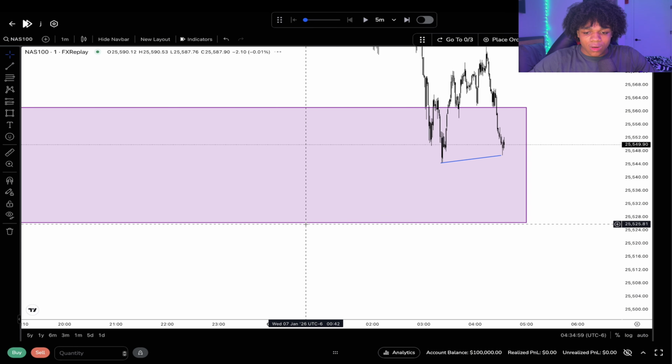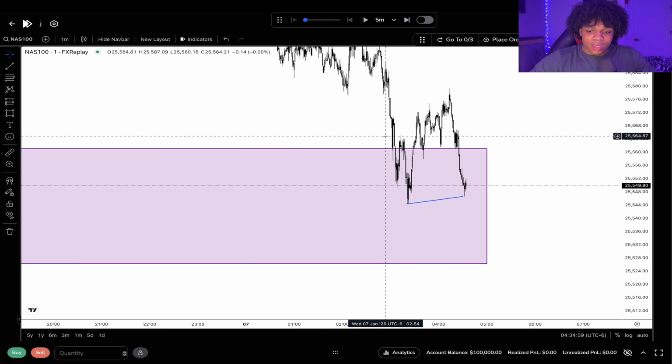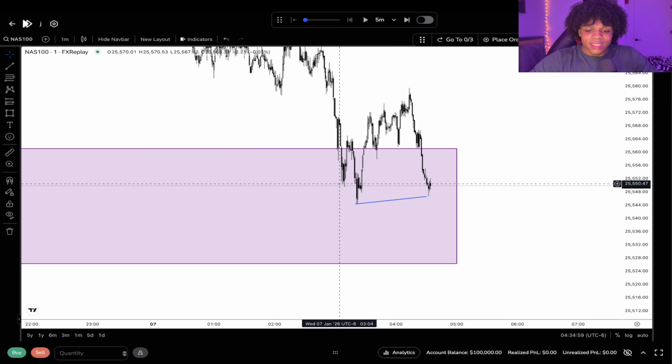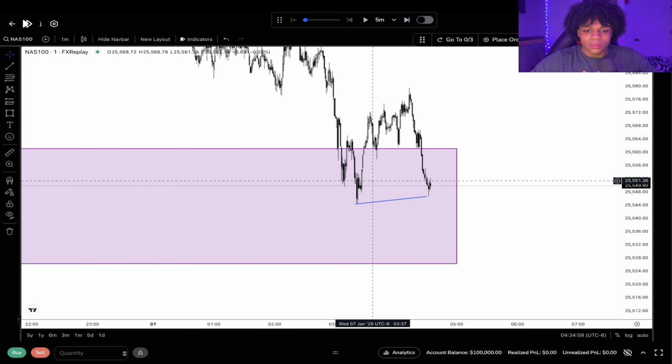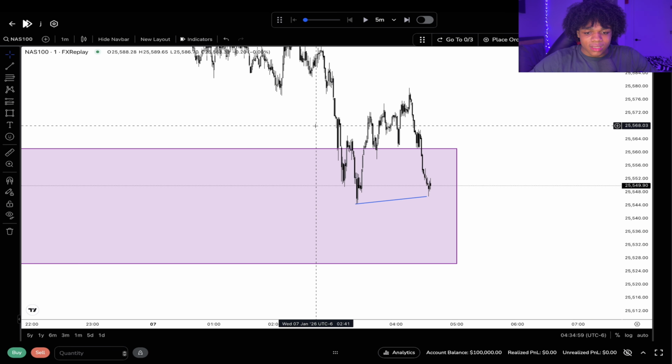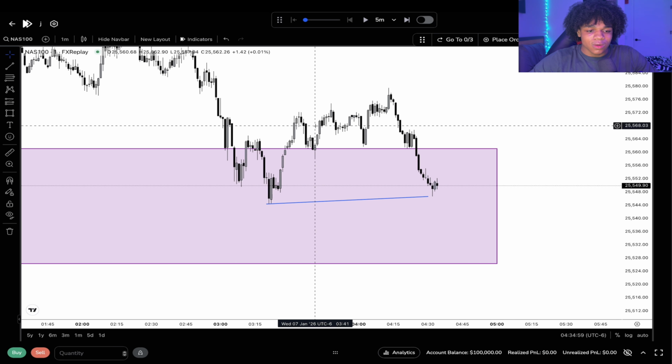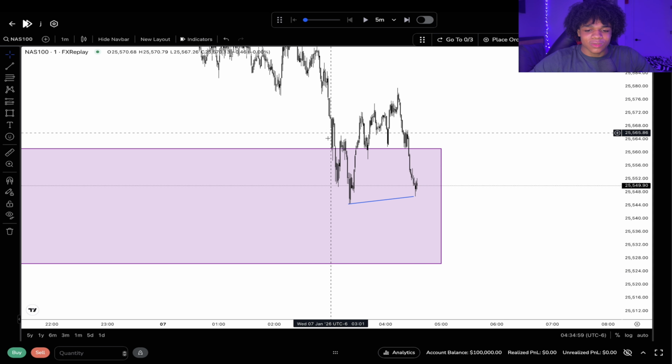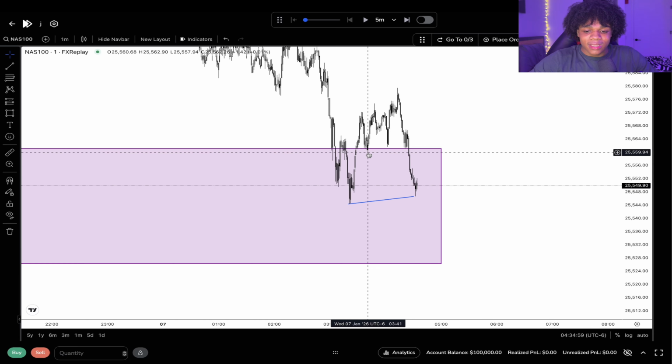Now, it's all personal preference, okay? You could always take the entry on the pair that swept. Personally, I like to take my entries on the pairs I am most comfortable with, right? And it's totally up to you, right? So you might be the person that says, "Oh, okay, I don't really care. I'm gonna always take it on the one that swept," or you could be like me and usually only take it on NQ.